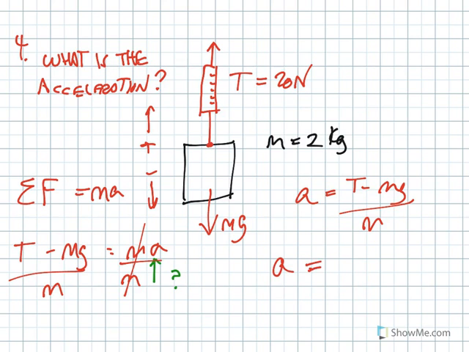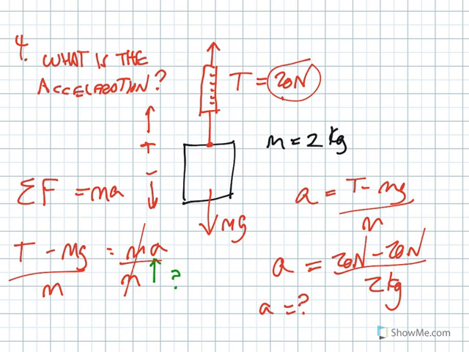So that acceleration is 20 newtons minus 20 newtons, divided by the mass of this thing, which is 2 kilograms. Yeah, 20 minus 20 is 0. So the acceleration is 0. Why is the acceleration 0? Well, it's because that force is equal to the weight of the block. So it's not going to accelerate anywhere.